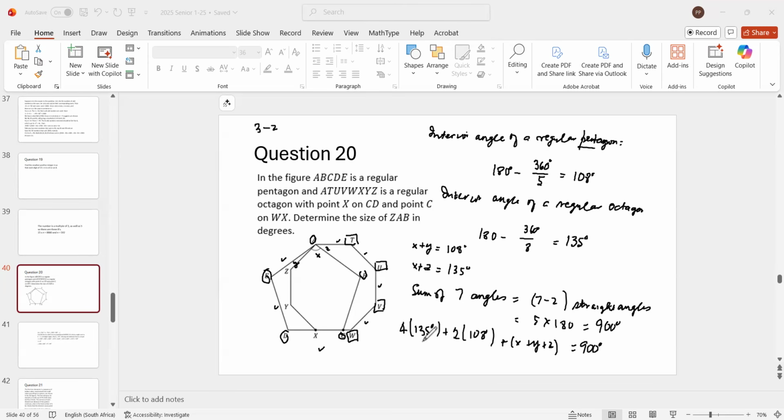So we don't have enough space here. This is 540 plus 216, that's 756. So you'll see that X plus Y plus Z is 144. I'm going to put it, so X plus Y plus Z, 144.